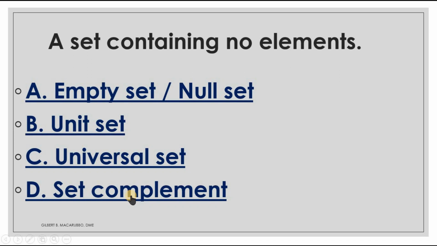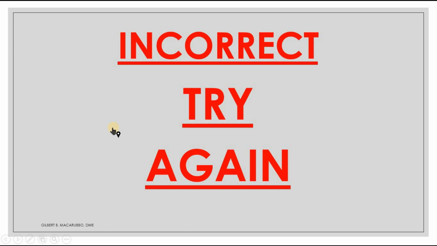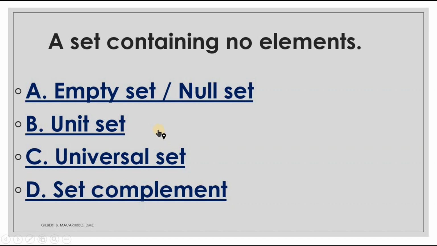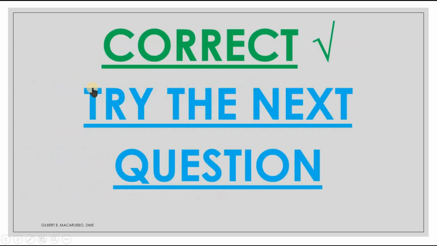Okay, a set containing no elements. Walang laman. Tignan natin. A, empty set or null set. B, unit set. C, universal set. Or letter D, set complement. Ano kayang magiging sagot? Ang sagot ay, tignan natin itong unit set. Ay mali. Incorrect. So let us try again. Okay, so let us have this empty set. Okay, correct. Empty set.